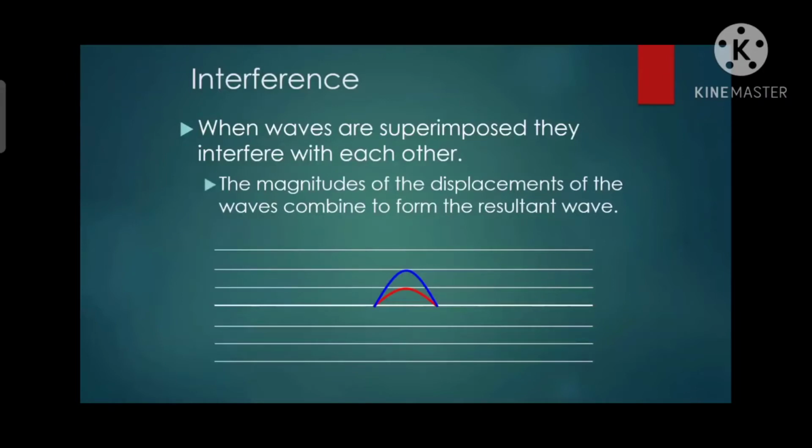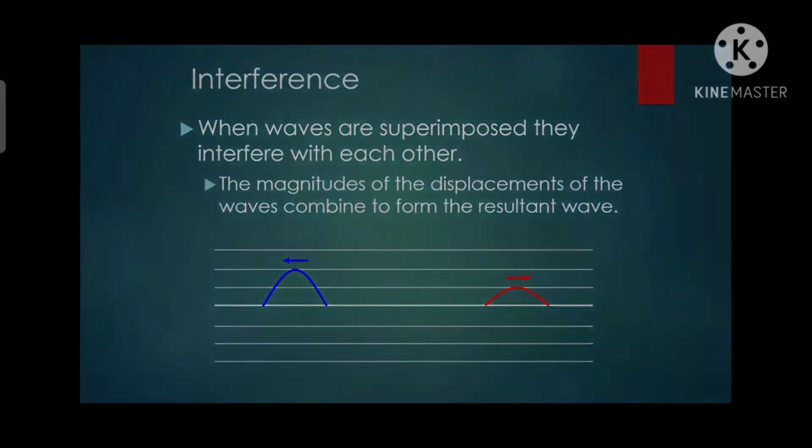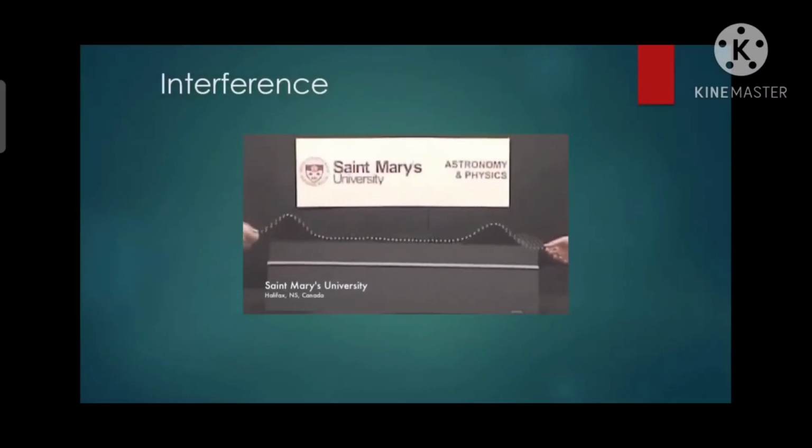If we call the displacement of the red pulse 1 and the displacement of the blue pulse 2, then the resulting wave, while they are superimposed, would be 3. After they interfere with each other, they just continue going the way they were going, as if nothing ever happened. Let's take a look at a couple real life examples of this.